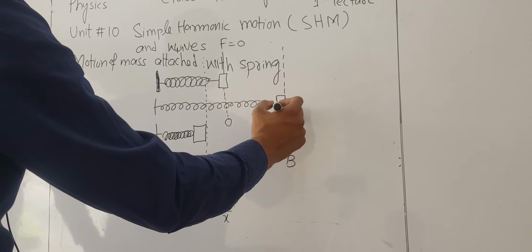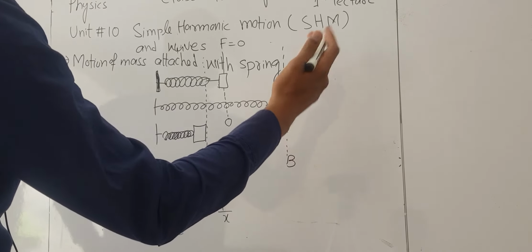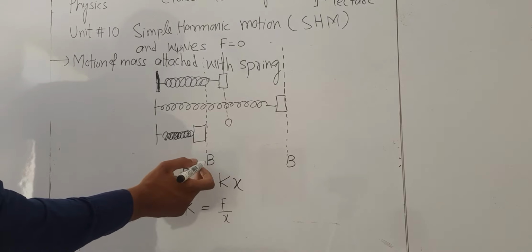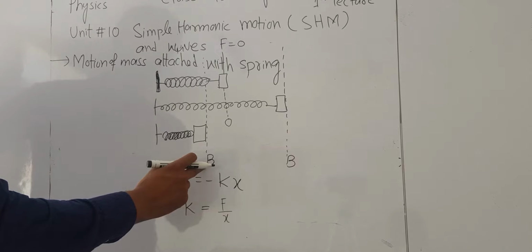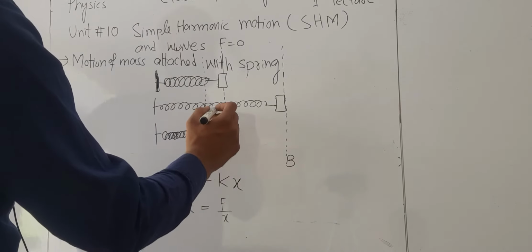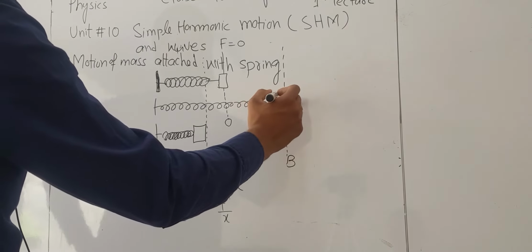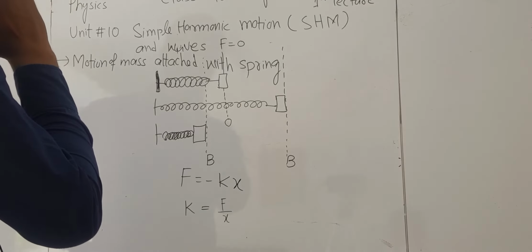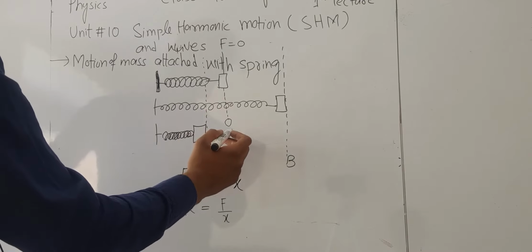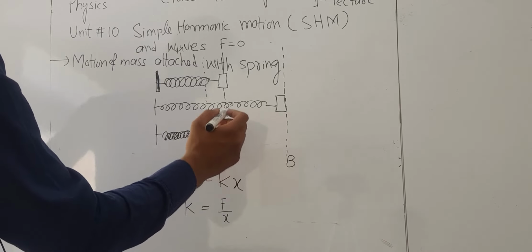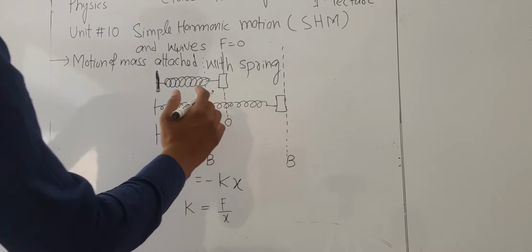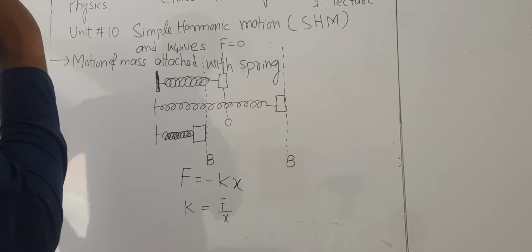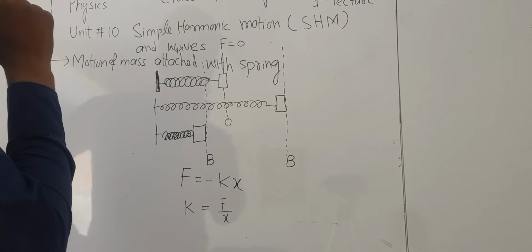When we release the mass from the position, it will start moving toward the mean position and then quickly moves to the other side due to the restoring force. The motion of the mass is very fast at the mean position. But as it moves toward position B, its velocity is reduced due to friction or some other effects.